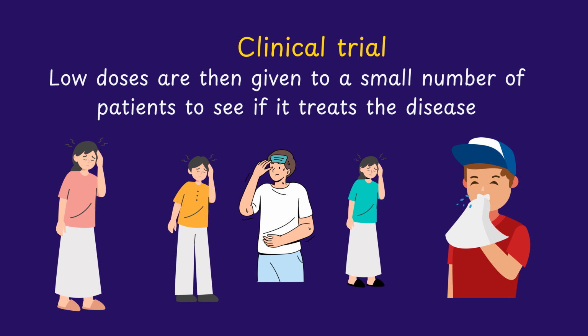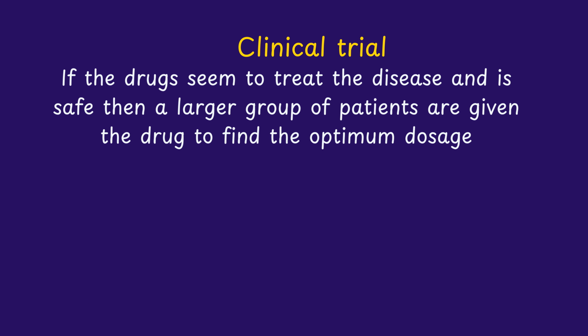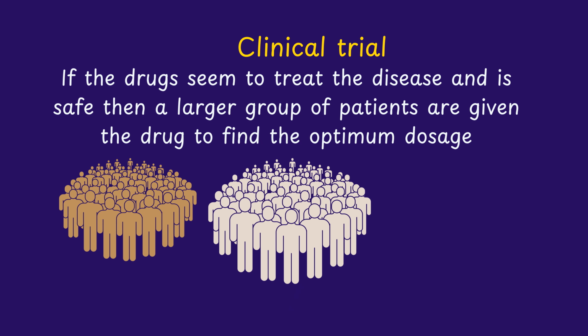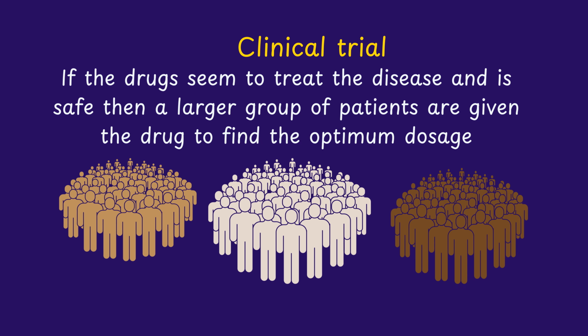In this stage, low doses are then given to a small number of patients. We're talking about people who have the actual disease that the drug is made for, right? We're checking to see if this drug treats the disease. If the drug seems to treat the disease and is safe, then a larger group of patients are given the drug to find the optimum dosage.